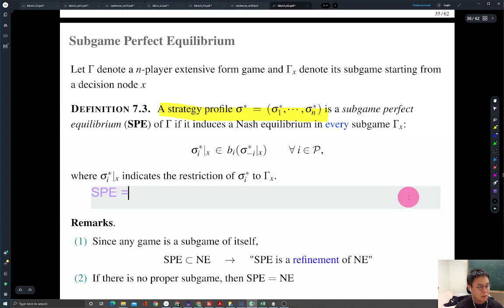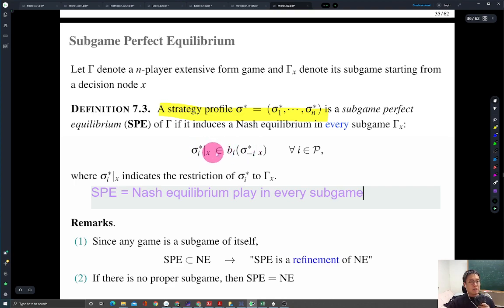SPE can be thought of as Nash equilibrium play in every subgame. Because think about this condition: each player plays a best response to the other player's equilibrium strategy. That exactly complies with the definition of Nash equilibrium. But the difference between Nash equilibrium and SPE is that SPE requires this equilibrium play in every possible subgame.